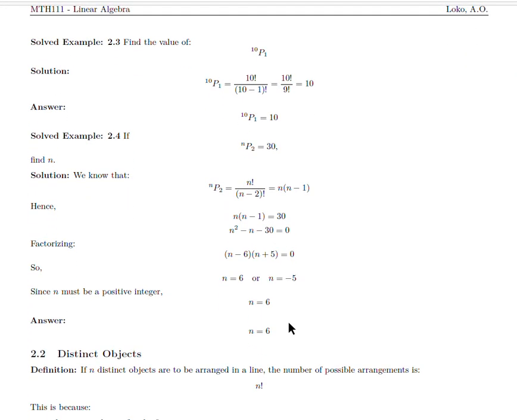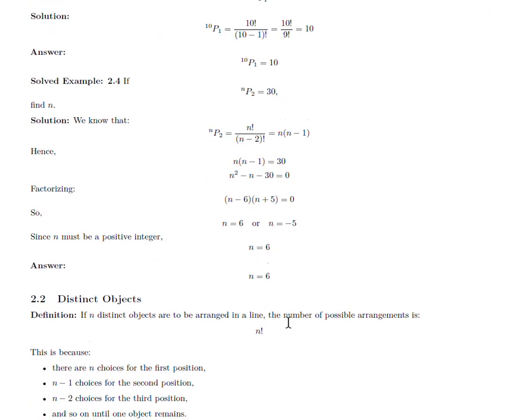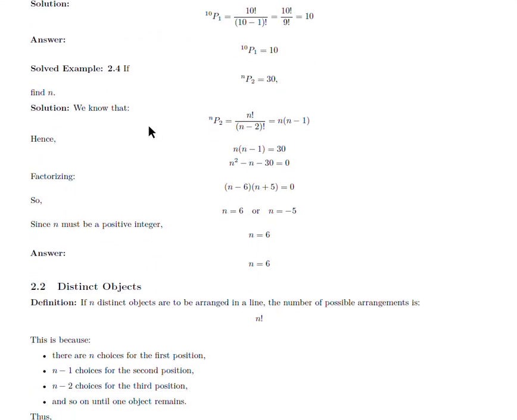Now let's see this one. N permutation 2 equals 30. We want to find n. Now we know that n permutation 2 will be n factorial over n minus 2 factorial, because in this case n still remains unknown and then R is now 2. Right?